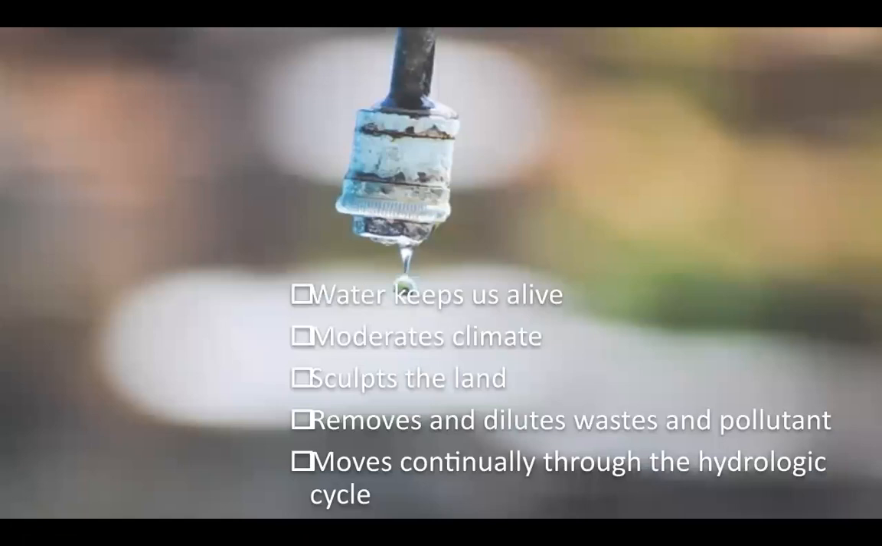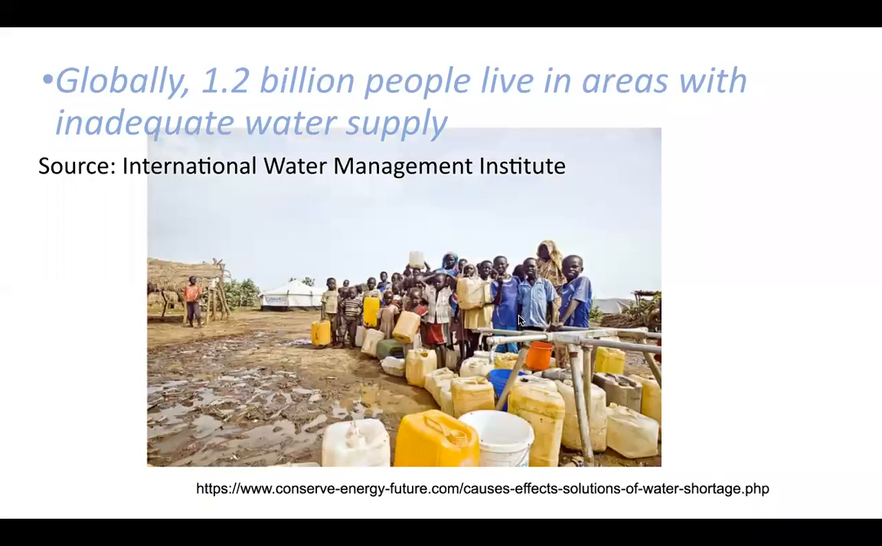So major ideas: water keeps us alive, obviously, a vital resource for all living things. It really helps moderate climates, which we'll look at in detail, and shapes the land, as we see, especially in Arizona and Sedona. Water can really be helpful in cleaning and diluting pollutants. Diluting is when you kind of reduce the concentration. So a lot of times you'll use water to kind of wash out things. And then, of course, it moves continuously through that hydrological cycle.